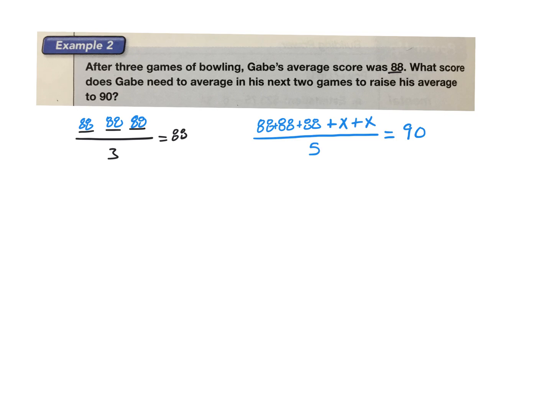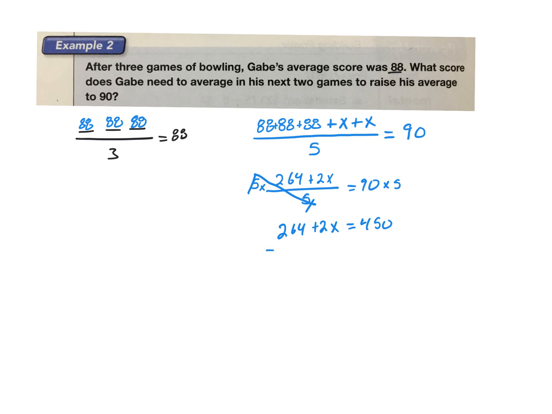First off, the 3 88s added together comes out to be 264. X, or 1x plus 1x, is equal to 2x. Dividing that by 5 is equal to 90. Right now this is being divided by 5. I don't want it to be divided by 5 anymore. So I'm going to do the opposite here. I'm going to multiply by 5. 5 divided by 5 just becomes 1, so I have 264 plus 2x is equal to 450.